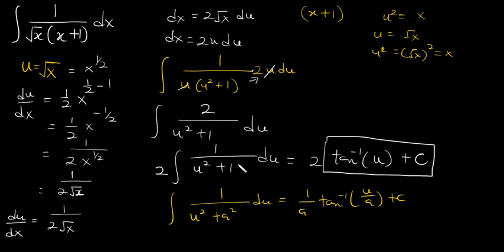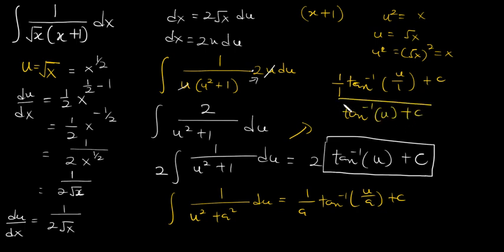So let's look at what you have. You have 1 over u squared plus 1. 1 is the same as 1 squared, right? So our answer was actually going to be 1 over 1 multiplying the tan inverse of u over 1, plus c. 1 over 1 is still 1, so I can just write tan inverse of u over 1, which is also u, plus c. So this is what gives us what we have here.